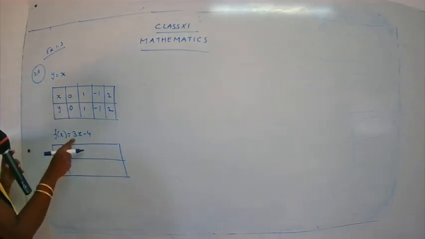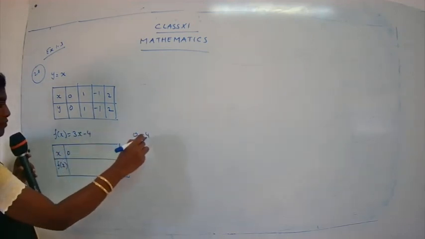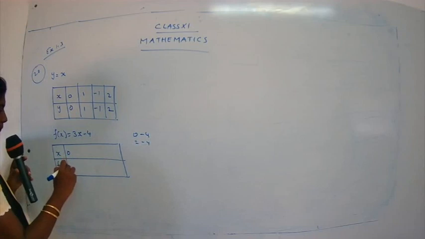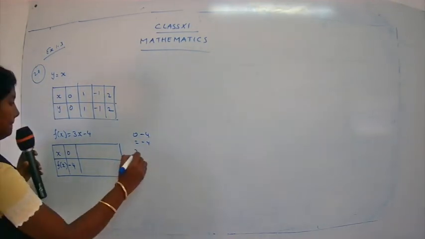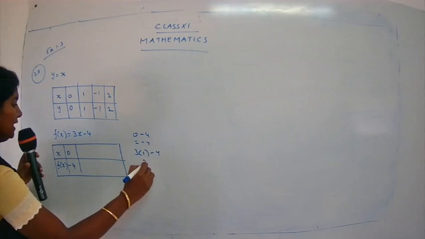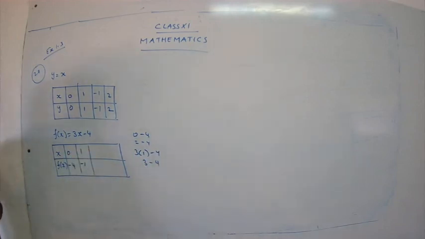If I take 0, 3 into 0, 0 minus 4. So I get minus 4. Okay, one thing is done. If I take 1, 3 ones are 3 minus 4. So 3 minus 4, you get minus 1. For 0, minus 4. For 1, you get minus 2.